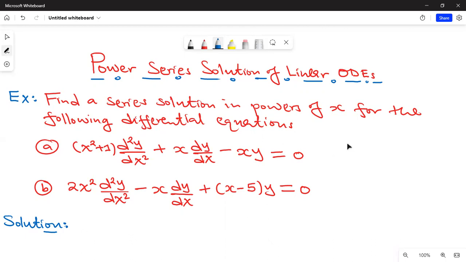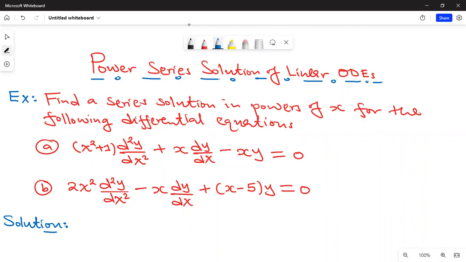Now we have this problem. We are asked to find a series solution in powers of x for the following differential equations. In part A, we have (x squared plus 1) times d squared y over dx squared plus x dy over dx minus xy equals 0. In part B, we have 2x squared times d squared y over dx squared minus x dy over dx plus (x minus 5) times y equals 0. So this is a case of a general power series.